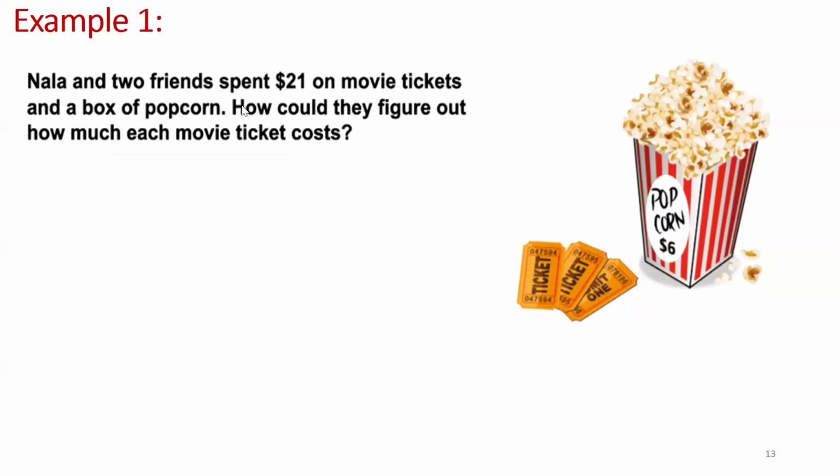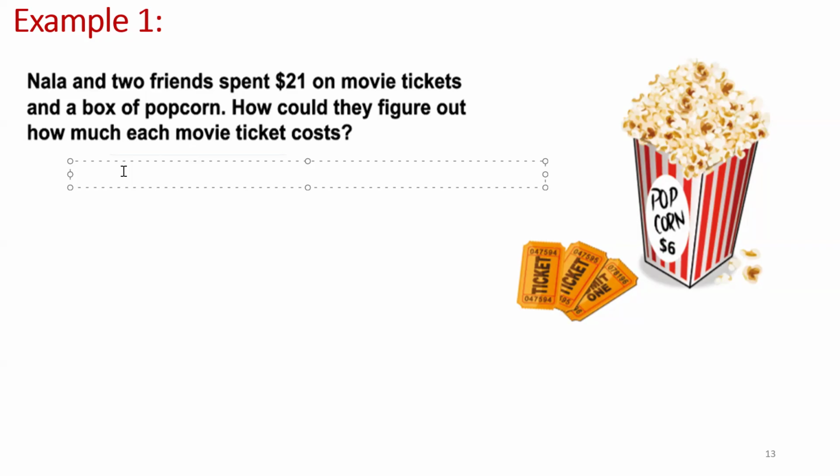To figure out how much each movie ticket costs, what they could do is create an equation to represent this situation. So in creating an equation, the first thing we need to do is define what we call our variable. A variable is a letter that we use to represent a number that we don't know yet. And in this problem, we don't know yet the cost for each ticket.